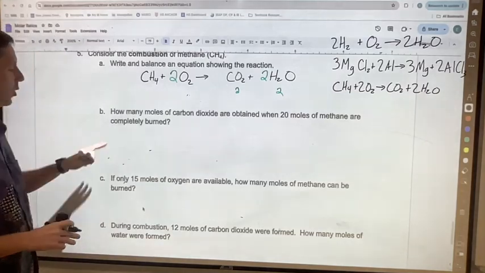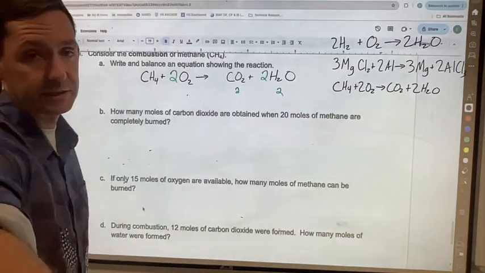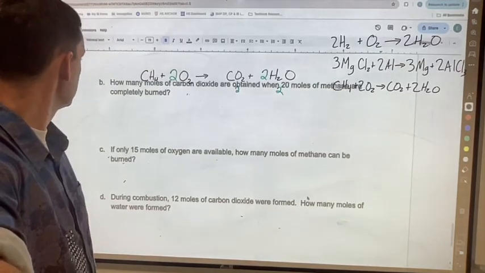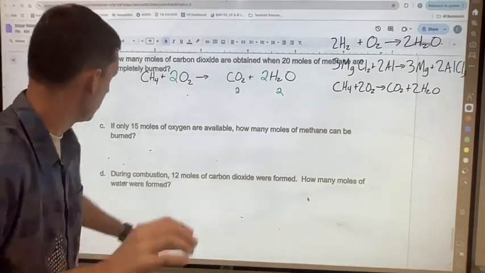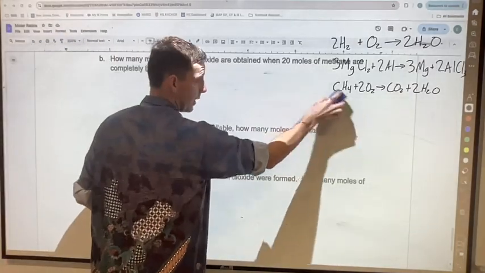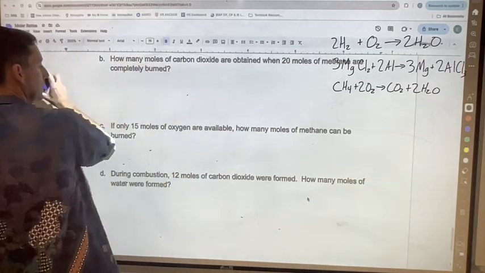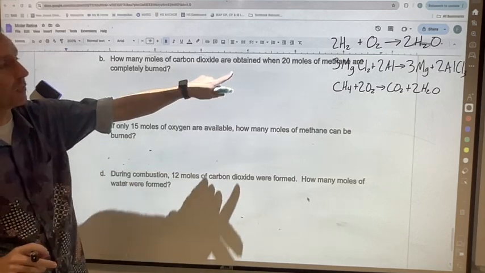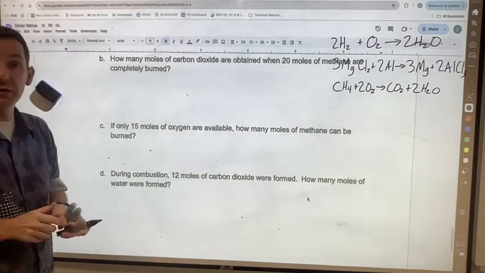All right, so I'm going to go ahead and scroll this up just a little bit, just so that when we get to the end there, we're not writing at the very bottom of the board. Okay, so I can erase this. I just wrote it down right there. Okay. How many moles of carbon dioxide are obtained when 20 moles of methane are completely burned?